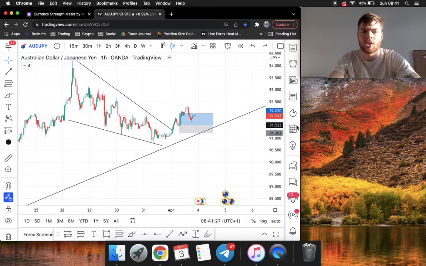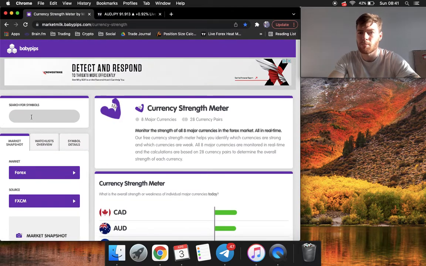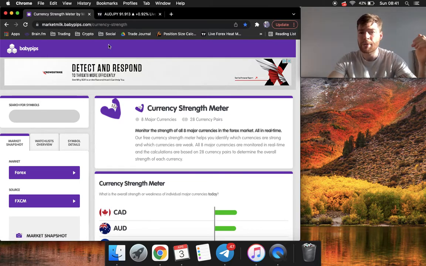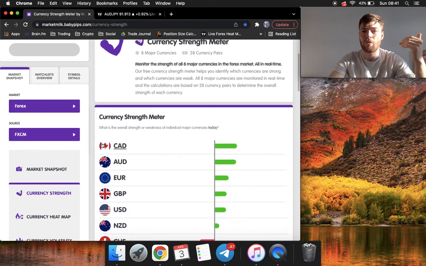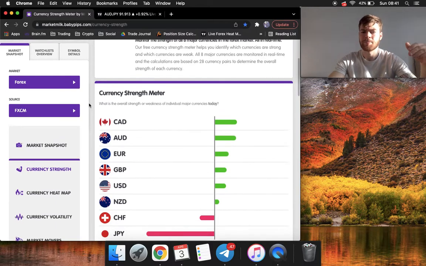The tool that I use is called Baby Pips. I'm sure a lot of you guys have heard of Baby Pips. It's a tool that they have on their website called Market Milk. I can't see the full screen for some reason, but if you go on the Baby Pips website, you'll find it, and it gives you an overall indication of the strength of each pair.